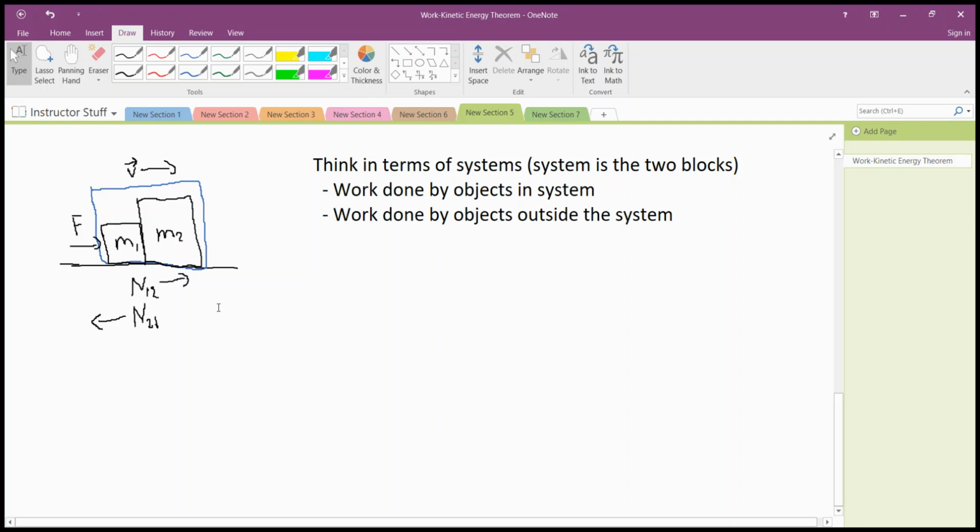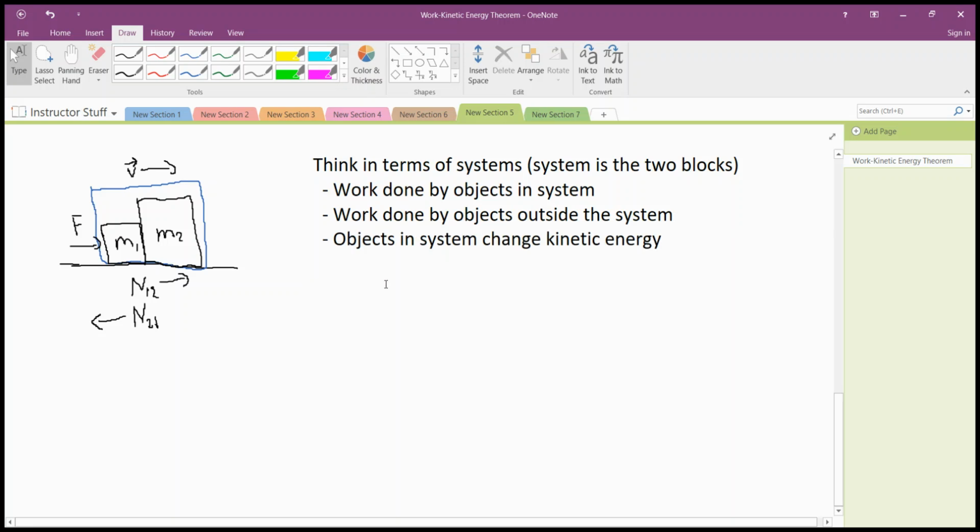There is also work done by objects outside the system on the objects inside our system. This force F does work on block 1. So we have a force outside our system doing work on objects inside our system. Whether the work is done by forces and objects inside the system or by forces and objects outside the system, all of this is work being done on point particles. And so the work kinetic energy theorem applies to this system of objects.